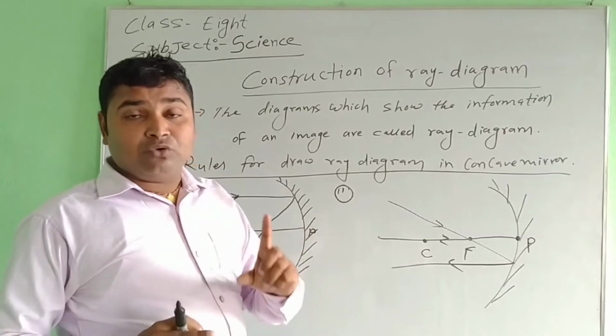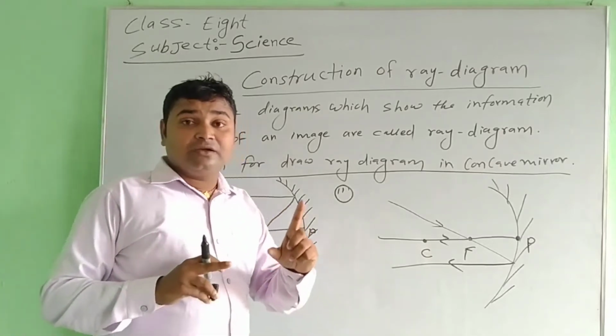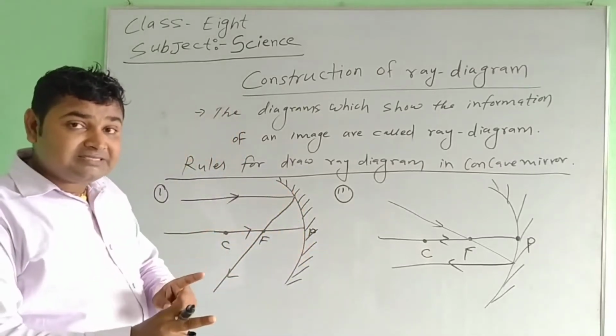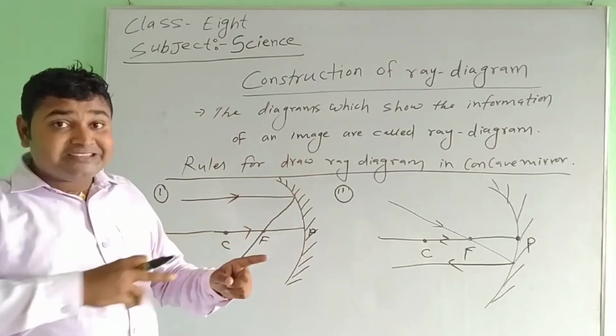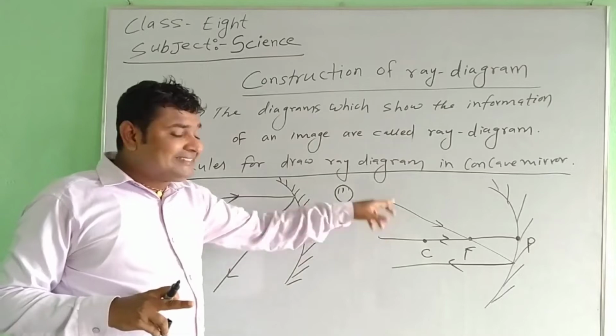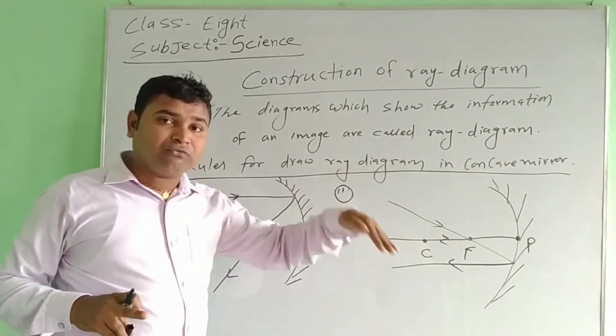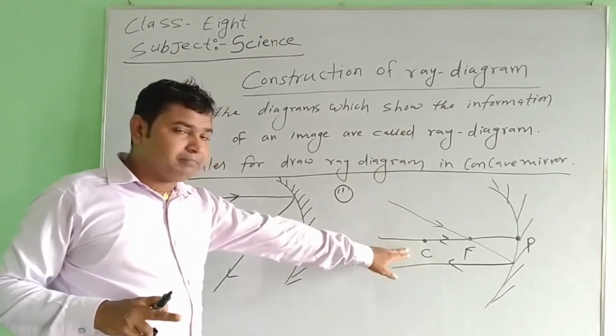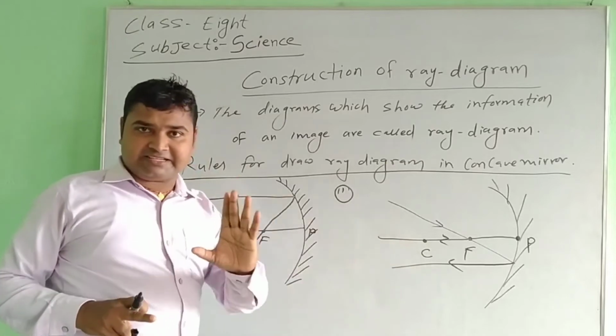Okay, the first rule is when the incident ray is parallel to the principal axis, after striking, it returns back through the focus. And another is when the incident ray passes through the focus, it must be parallel to the principal axis.